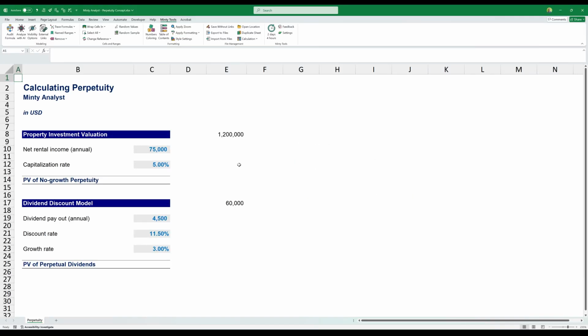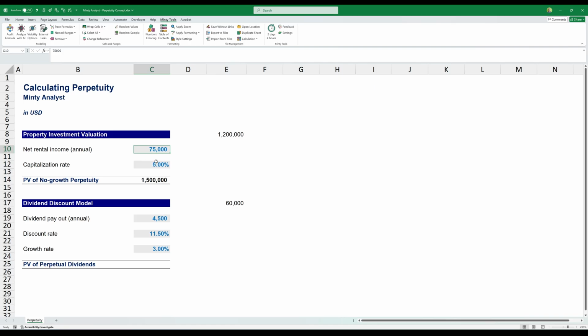One is we have a property that costs 1.2 million and it's expected to generate an annual net rental income of 75,000 with a capitalization rate of 5%, which is an average capitalization rate for the area. And we can use that as our discount factor. So the present value of a no growth perpetuity will be the net rental income divided over 5%, which is 1.5 million.